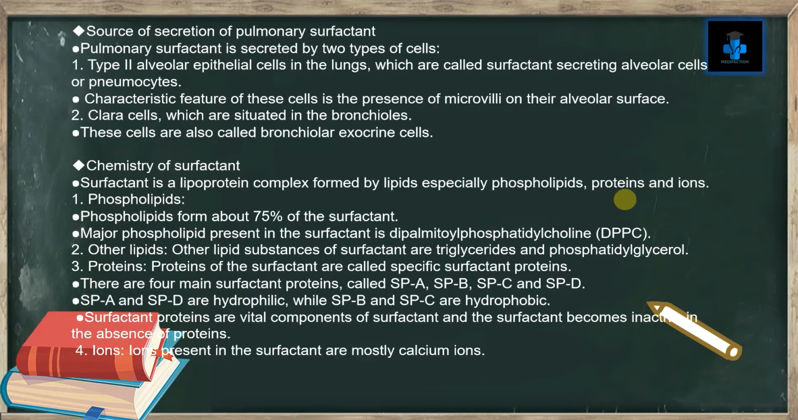Proteins. Proteins of the surfactant are called specific surfactant proteins. There are four main surfactant proteins called SPA, SPB, SPC, and SPD. SPA and SPD are hydrophilic, while SPB and SPC are hydrophobic. Surfactant proteins are vital components of the surfactant, and the surfactant becomes inactive in the absence of proteins. Ions. Ions present in the surfactant are mostly calcium ions.